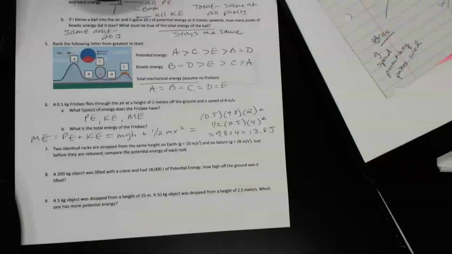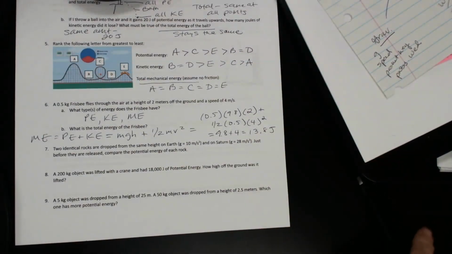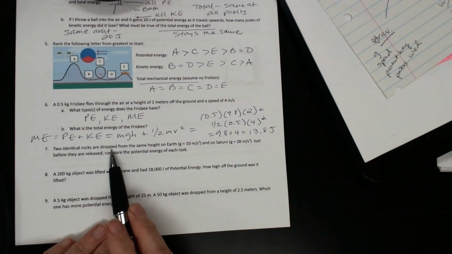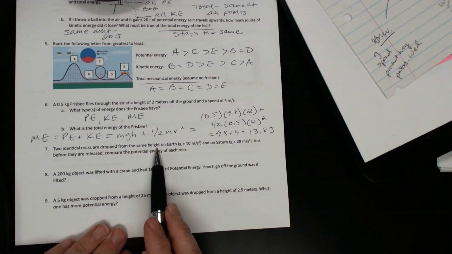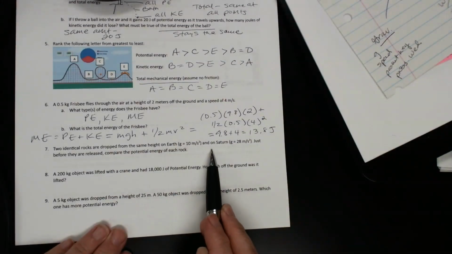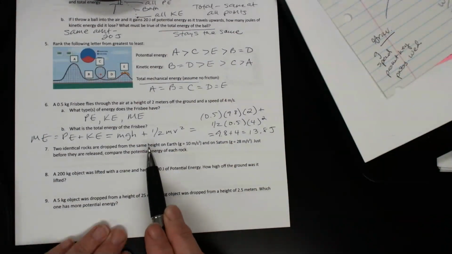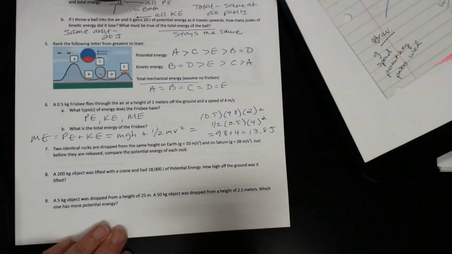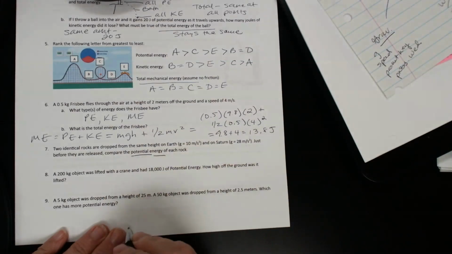Okay, I'm going to continue going through the study guide. I'm up to question number 7. All right, so here we've got two identical rocks. They're dropped from the same height on Earth and on Saturn. And we want to compare the potential energy of these rocks before they're released.